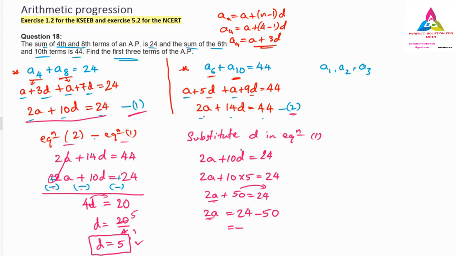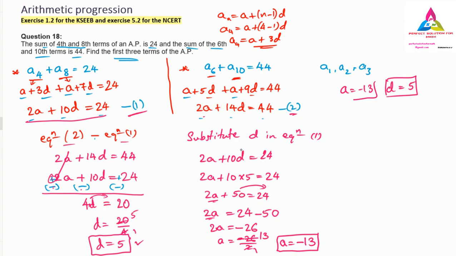So we have to keep that a as it is. Minus 26 we have to keep. This 2 will divide. Because here we have multiplication, it will divide. 2 1s are 2, 2 13s are 26. So a value is nothing but minus 13, not only 13, it is minus 13. So minus symbol we have, so minus 13 is the a value. So we can write down that a is minus 13 and d is 5. These are the two important things to find any one of the terms of the given AP.